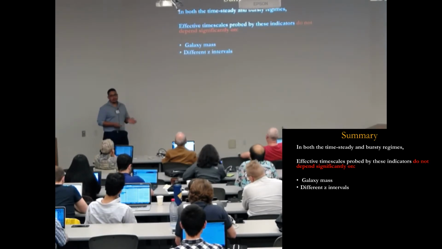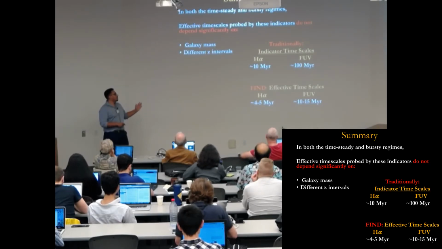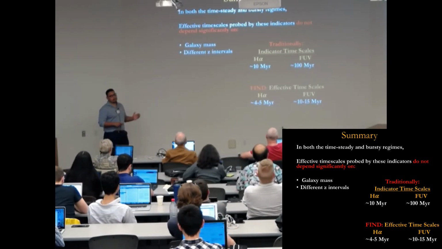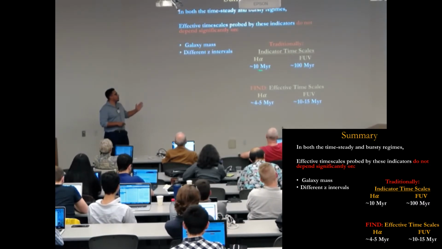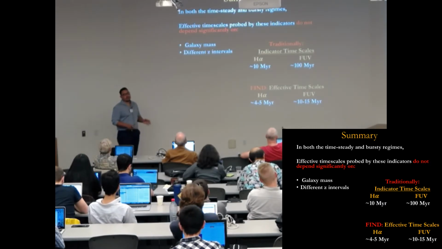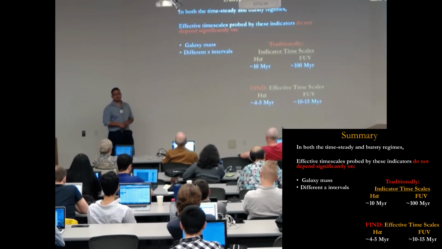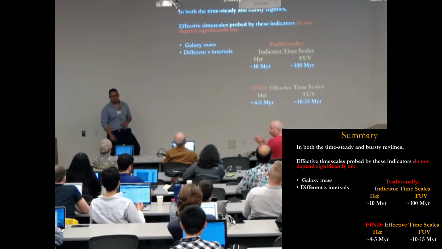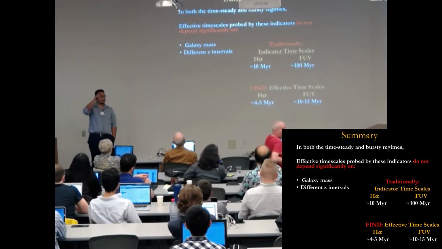I'm getting the same effective timescales, and I guess the takeaway is that initially these indicators have a maximum timescale of about 10 million years or so for H-alpha, and about 100 for FUV. And I'm finding that the effective timescales, so when the emission is probing the star formation best, is around 4 to 5 million years, and 10 to 15 for FUV. So thank you.